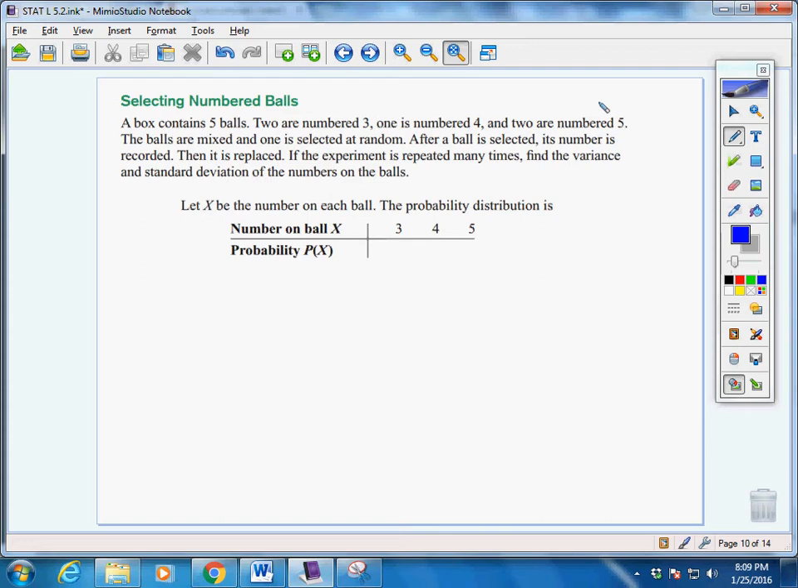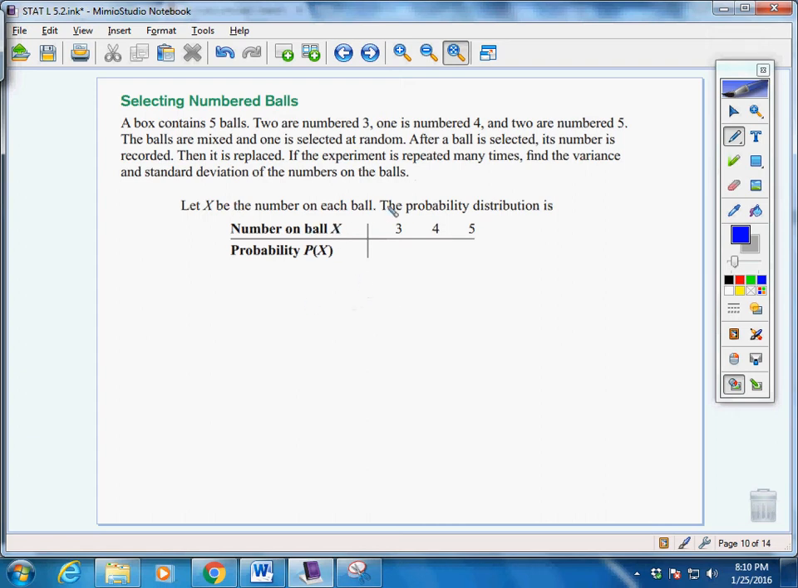So a box contains 5 balls. 2 of those balls are numbered 3, 1 is numbered 4, and 2 are numbered 5. They're mixed up and selected at random. After a ball is selected, its number is recorded, then it's replaced. Then they do it many times, and they want to know the variance and standard deviation of the number on the balls. Let's start with our distribution here.